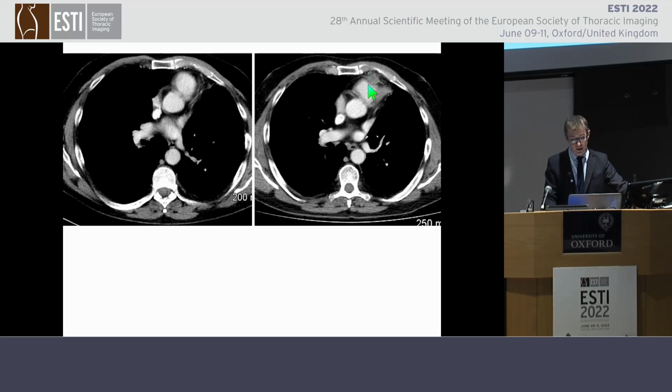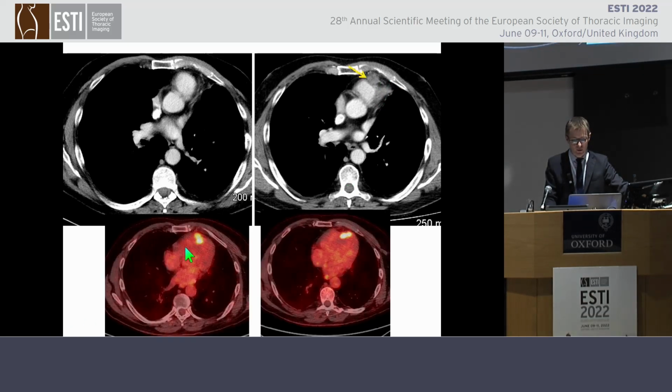This is an unusual site to get recurrence. But when we went back to the original surgery, actually it turned out it was a T3 tumour with pericardial invasion. So this would then, in that case, not be that unexpected. And we did a PET-CT to confirm its recurrence.